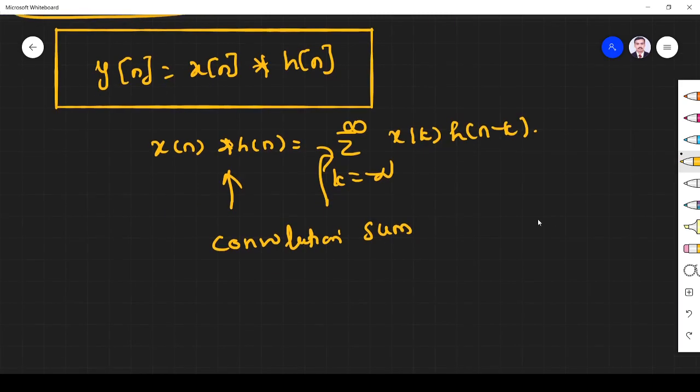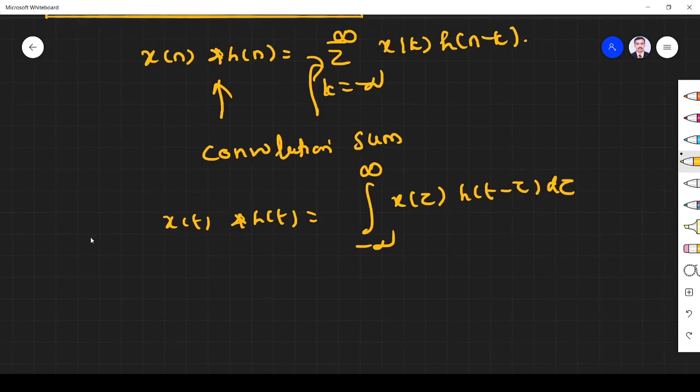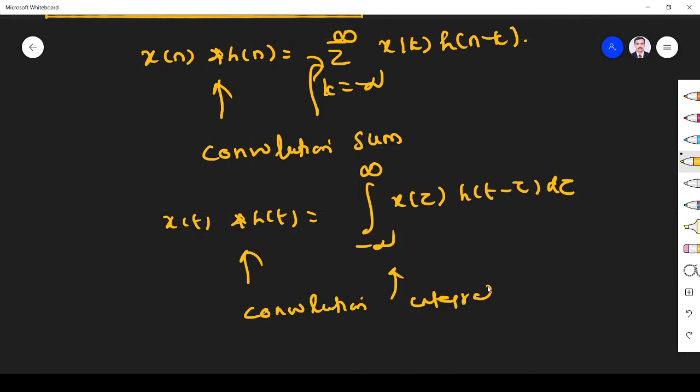Whereas we have seen one thing, that is x of t star h of t, integral from minus infinity to plus infinity x of tau h of t minus tau d tau. This is convolution. This is integration, so that's why it is called convolution integral. Okay, so you must know the difference between these two, right?